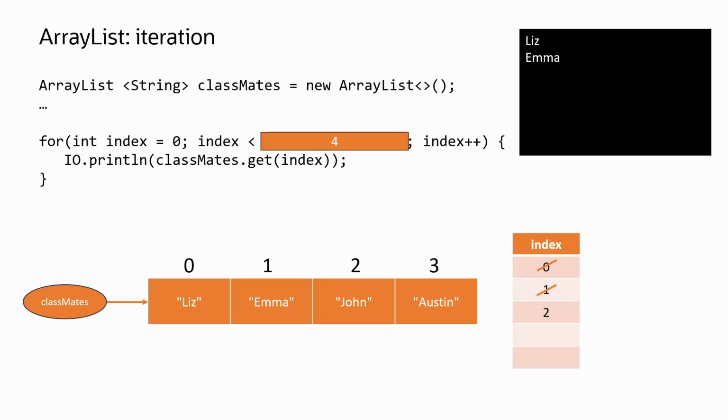Index will go to 2. We'll access the value at 2 and print John to the console. Index will go to 3, access the value at index 3, and Austin will be printed to the console. Index will go to 4, and then we will stop.